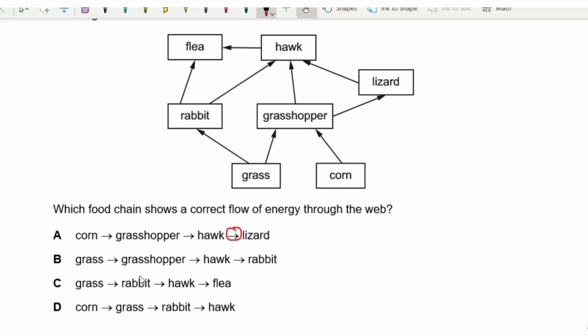Then we have option B, from grass to grasshopper, from grasshopper to hawk, from hawk back to rabbit. It also makes this chain wrong. Then option C, from grass to rabbit, from rabbit to hawk, from hawk to flea, which is a perfect chain. Then corn to grass, no, this makes this chain wrong. So the only correct option here is option C.